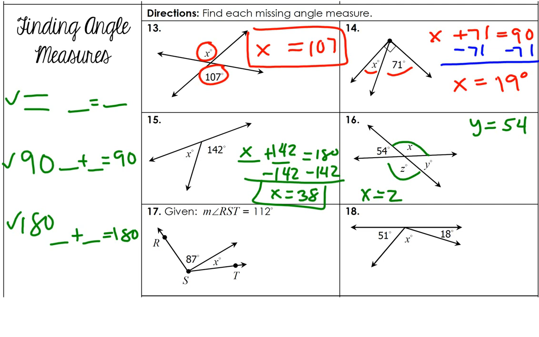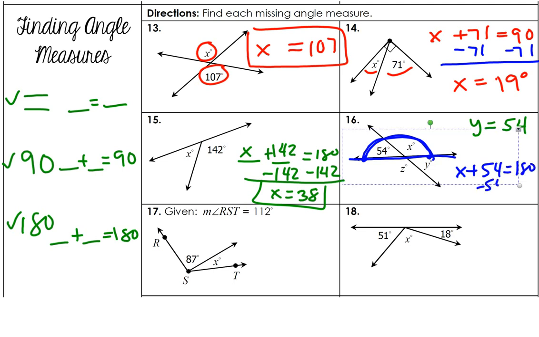Problem is, I need to know what x and z are. So even though x and z are vertical, I can't have two letters at the same time in my equation. So I'm going to have to use this 54 somehow. And 54 and x have a relationship. Do you see it? When I trace 54 and I trace x, when I start and finish, I touch the same straight line. So these two are supplementary.